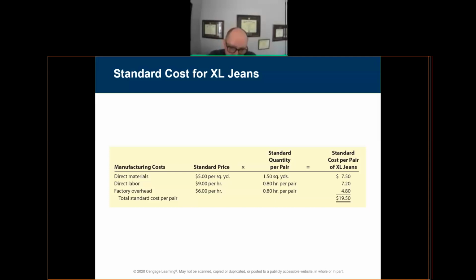For the materials, to make an extra large pair of blue jeans, we require 1.5 square yards of blue jean material. And the current price of one square yard of blue jean material is $5. So to find our direct materials price per pair of extra large blue jeans, we take the price per square yard, $5, times 1.5 square yards needed to create one pair of blue jeans. That gives me a total direct materials cost of $7.50. Okay, great.